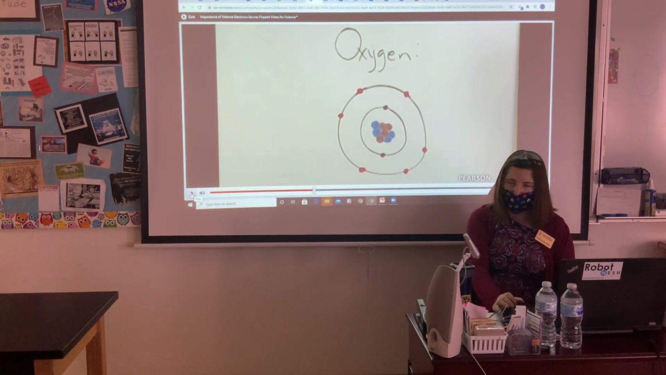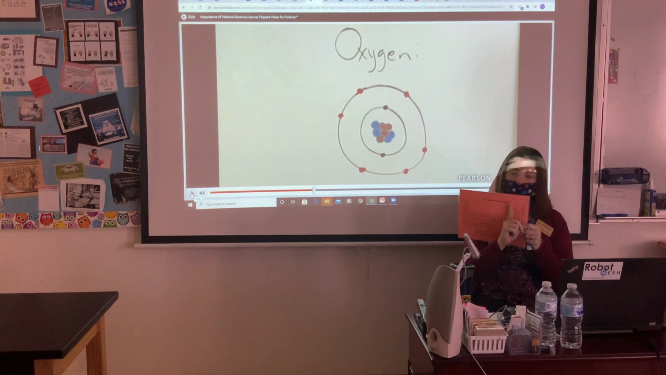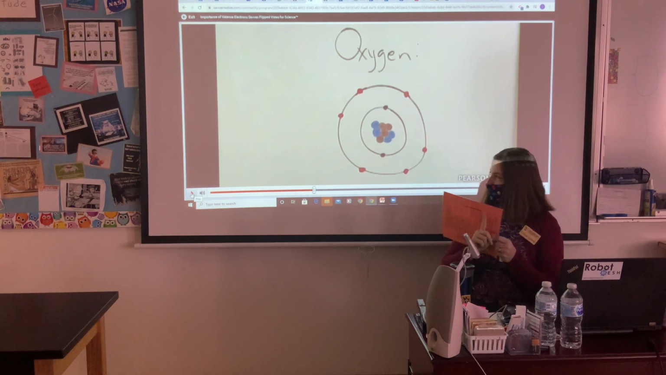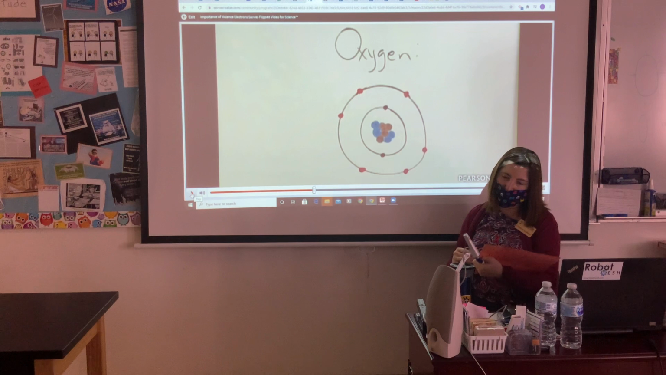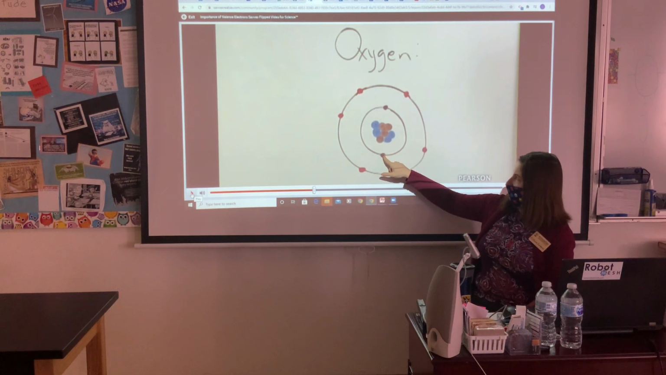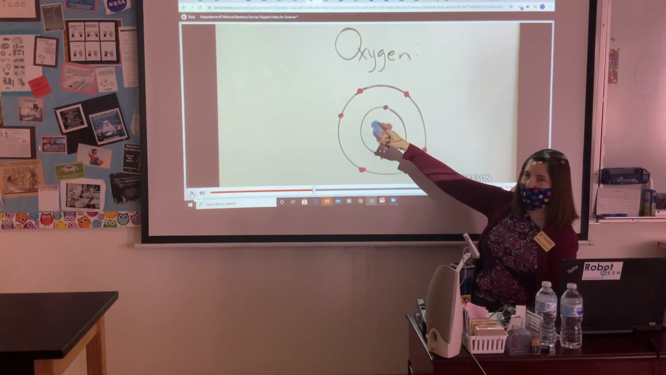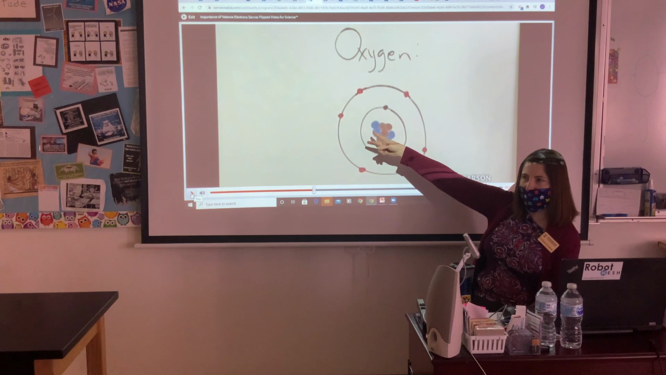Now, why does oxygen have 6? What group do you think it's in? Group 16. It has an atomic number of 8, so it has 8 electrons. 1, 2. It's full. 6 more on the outside. How many more does it need? 2.